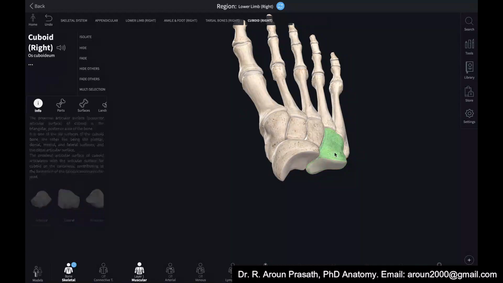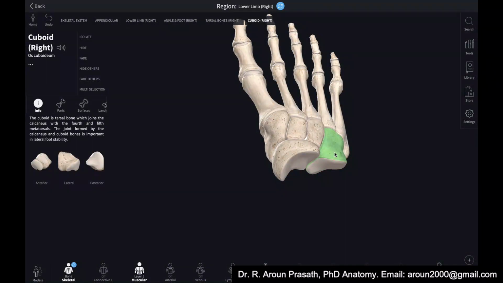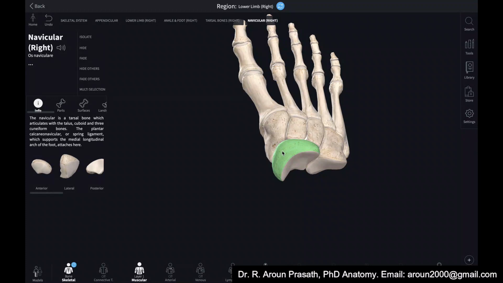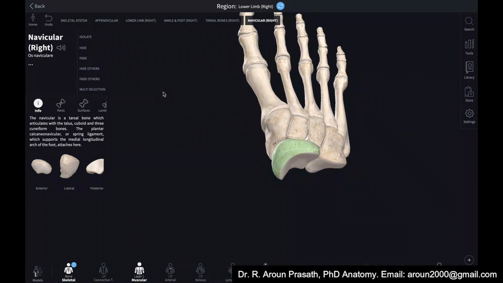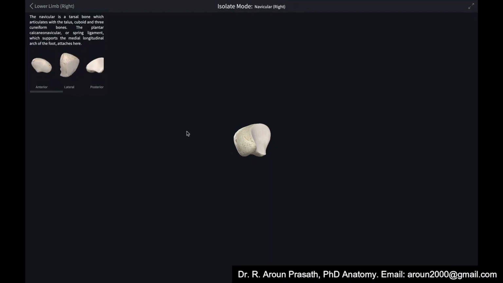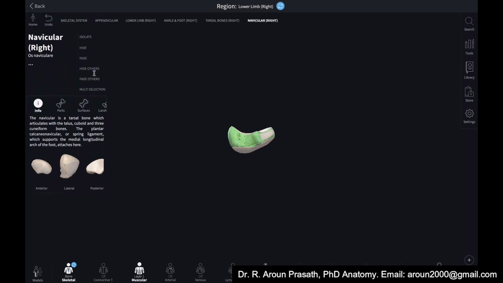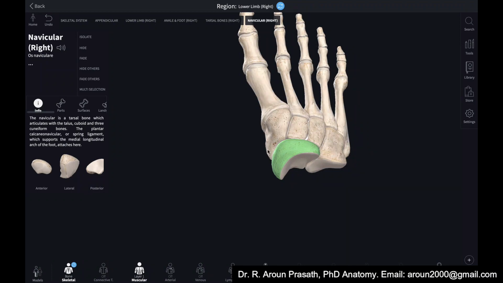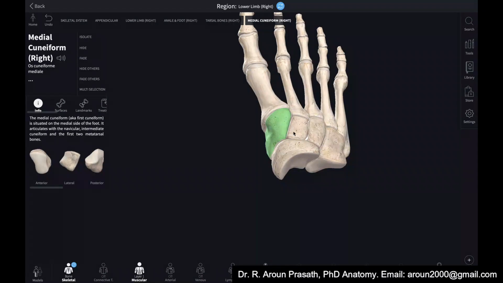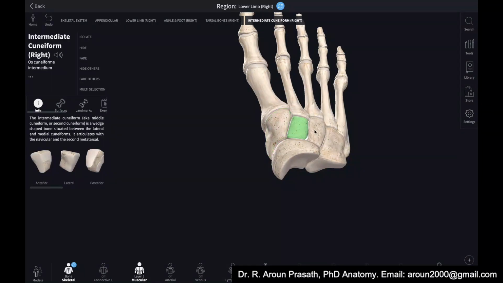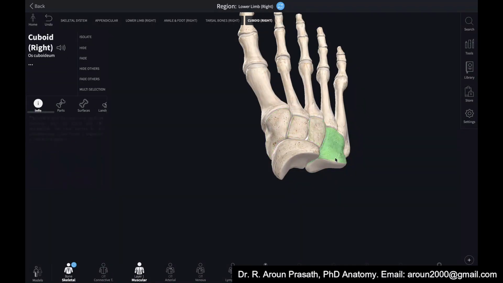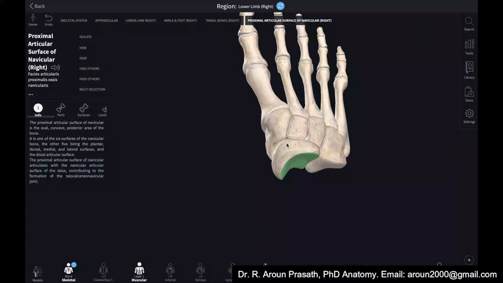This cuboid bone is present in the lateral aspect, and this is the navicular bone. It is also a boat-shaped bone. You can see the shape of the navicular, like a boat. This navicular bone transfers the weight. It is articulating with the cuneiforms: the medial cuneiform, intermediate cuneiform, and lateral cuneiform, and this is the cuboid. We can call these the subtalar joints.